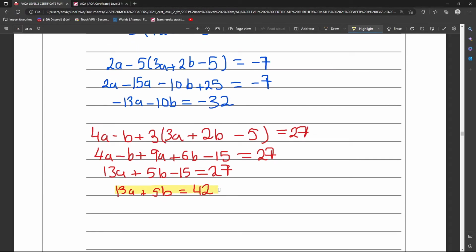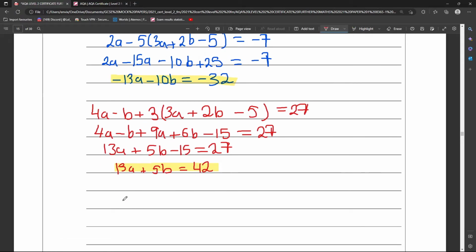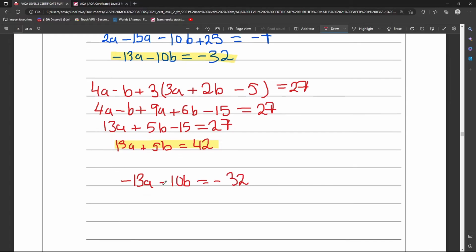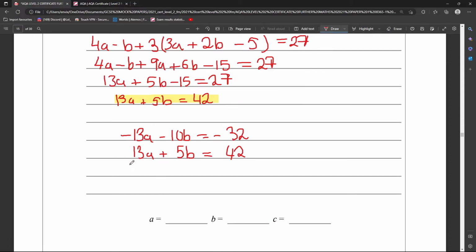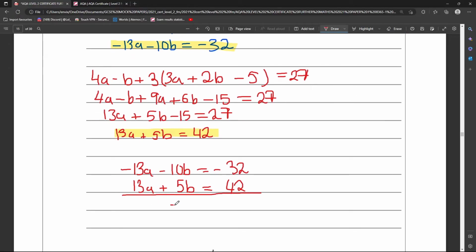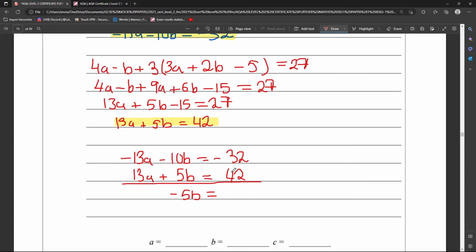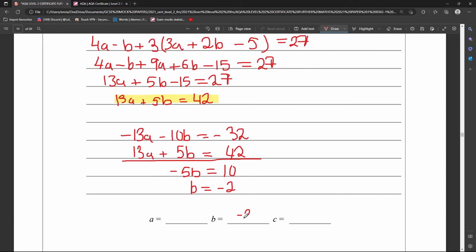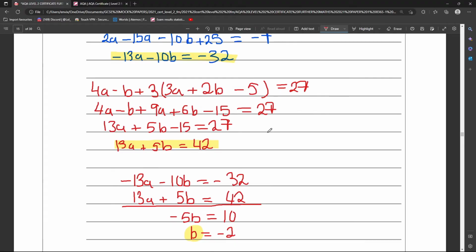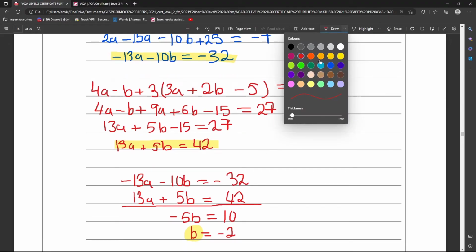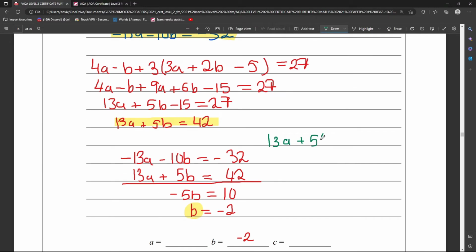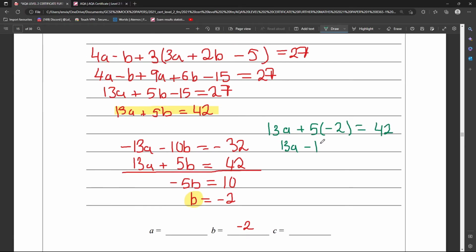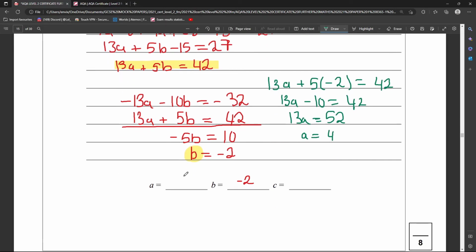And now once we've done that, we can solve both of the simultaneous equations. It's pretty simple because we just have to add both sides by 13a, which will instantly eliminate 13a from the equation. And then we can solve for b, which equals -2. And then we can substitute that back into the other simultaneous equation. It doesn't matter which one, but we can substitute into one of the simultaneous equations to solve for the value of a, which should be 4.